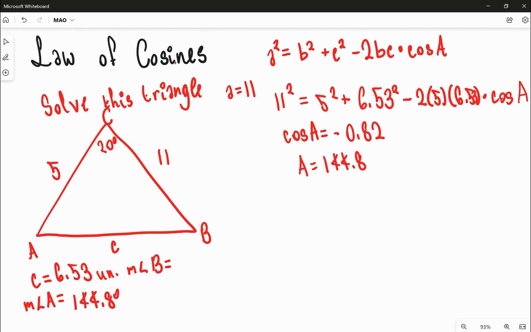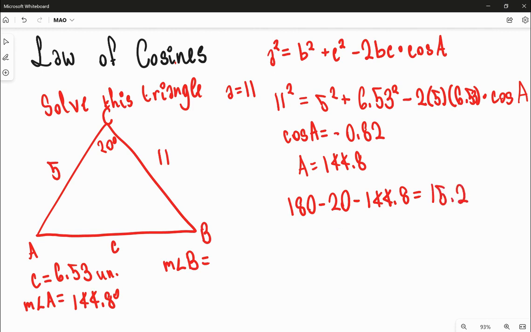Now, if you want more practice, you can go ahead and plug it in again and find the measure of angle B. But we know that all three measures of the triangle add up to 180. So if you have 180 minus 20 minus 144.8 degrees that we just solved for, then you get 15.2 degrees. So the measure of angle B is 15.2 degrees.